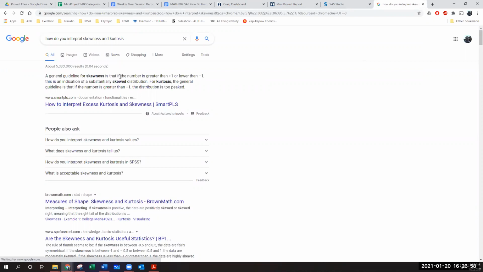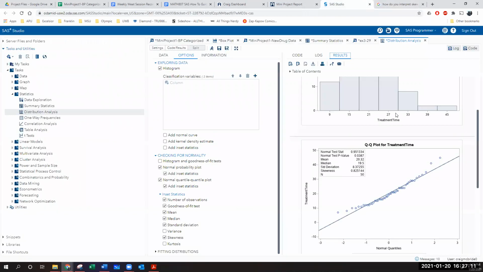The general guideline for skewness is that if the number is greater than 1 or lower than -1, this is an indication of a substantially skewed distribution. And ours was in between that, right? It was like point something. So that means it's not skewed enough to consider it hyper skewed, severely skewed, but it's definitely somewhat skewed. But you can also see that from the difference between the mean and the median and go, okay, well, they're a little different, but they're not hugely different. So it's skewed, but it's only a mild skew.